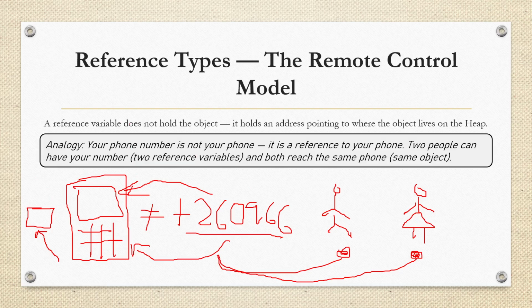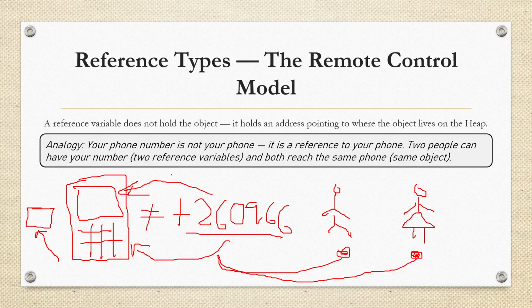So a reference variable does not hold the object, it holds the address to where the object lives on the heap. Now this is important. I'm going to show you that in just a bit. So the phone number is a reference pointing to your actual phone, which is the object. Your object will live in the heap, and then your reference, which is the reference variable, will be on the stack.